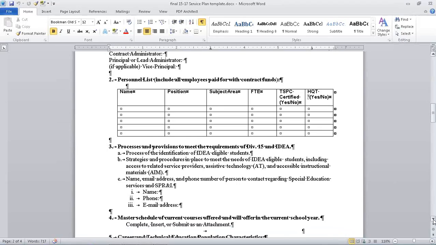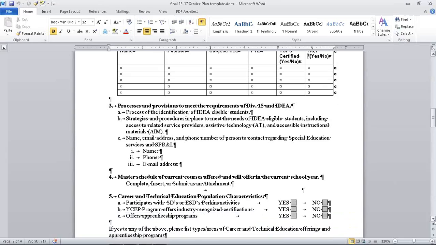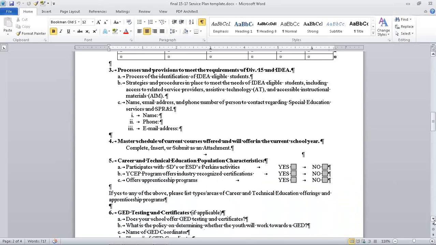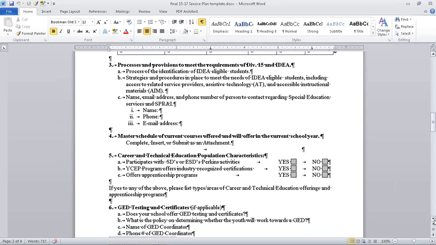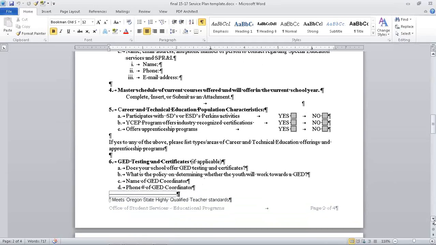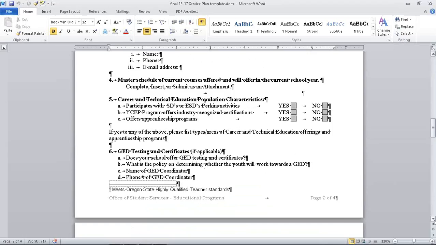No? Okay, great. So number 3, list who's your main person for IDEA or special ed services, and who's going to be your main contact, because sometimes the ESDs and school districts don't update the contact information within SPRINT. Next, master schedule and the courses that your site is offering. CTE, if your site participates in these programs. Some long-term care treatment sites probably don't, and JDEP does not, but YCEP does.